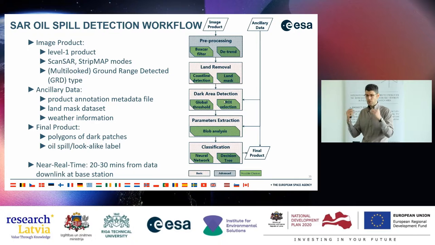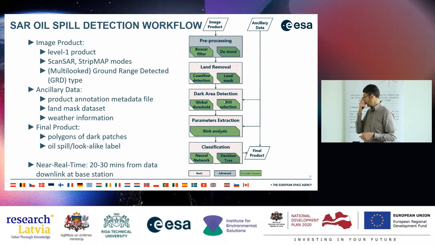And then once you have this, you want to extract the parameters. So you want to have, of course, the position, you want to have the length of the oil, the coverage, the width, so basic information. And then it's passed to the final user and says, okay, look, here there is oil. It has this size and it has these parameters, okay?